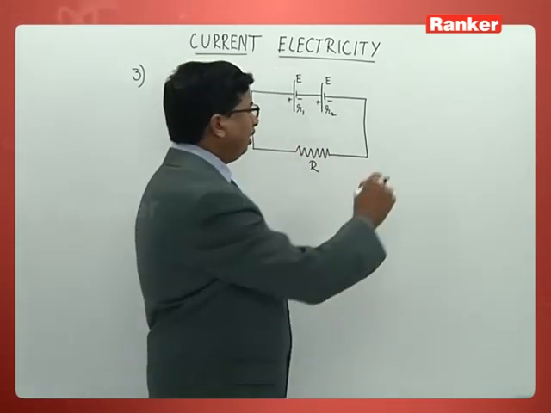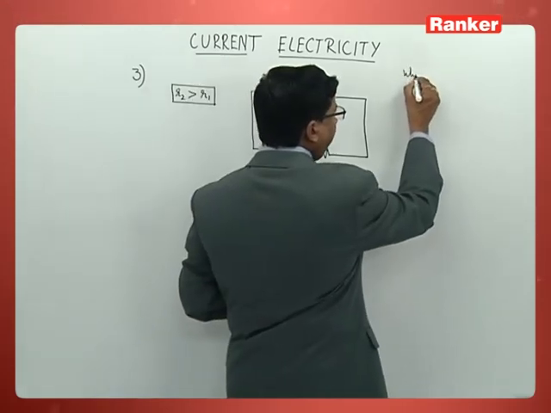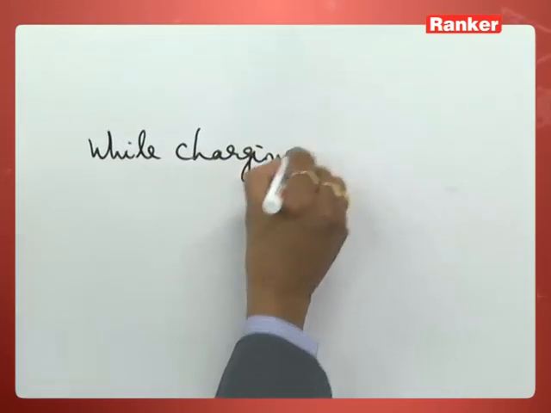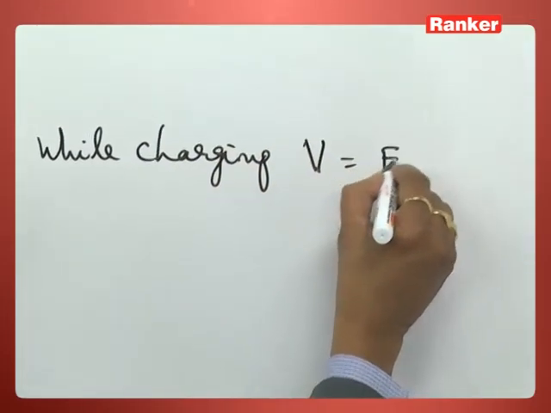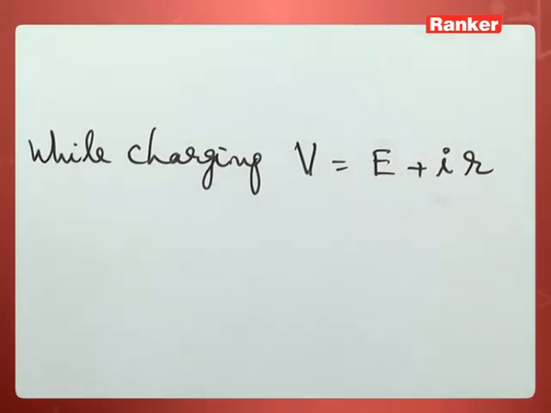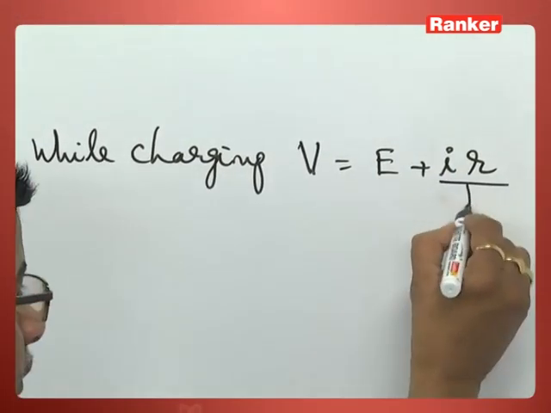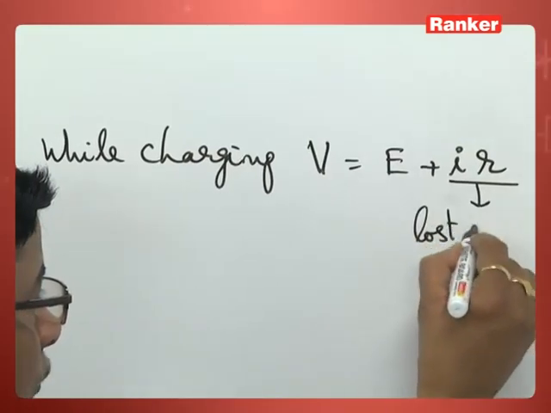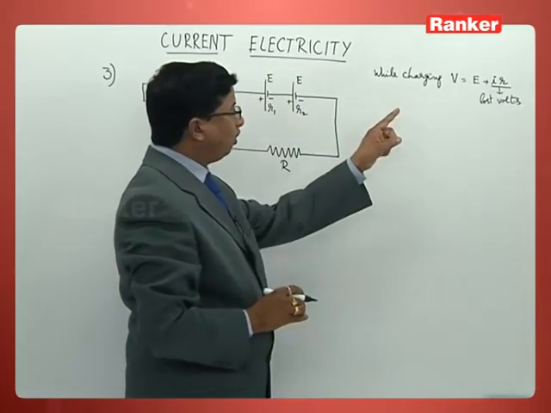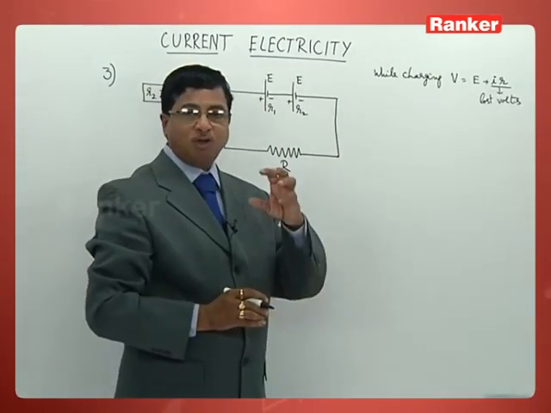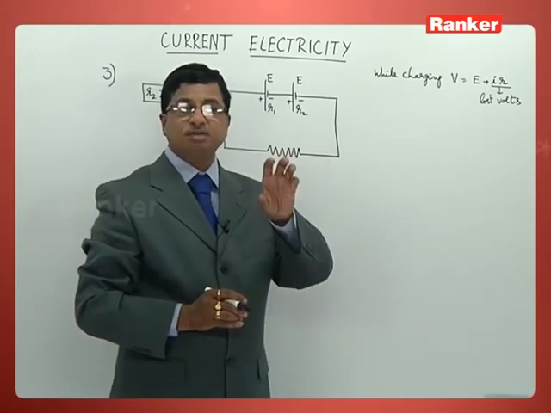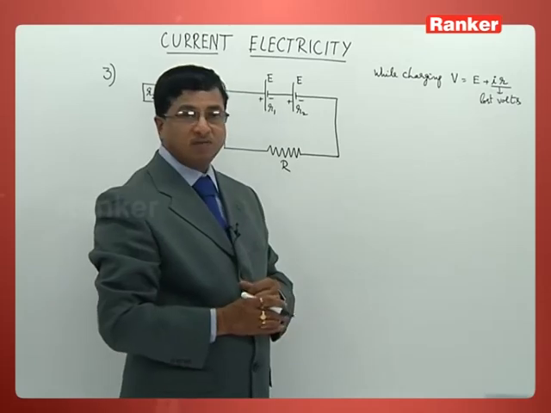So one thing you should understand, while charging, that is one concept I have just given you. While charging, V is equal to E plus IR. And what is this IR called? This IR is called lost volts. Remember this wording, a wonderful concept. Lost volts: whatever voltage has been lost due to the internal resistance of the cell, that is the meaning of that.